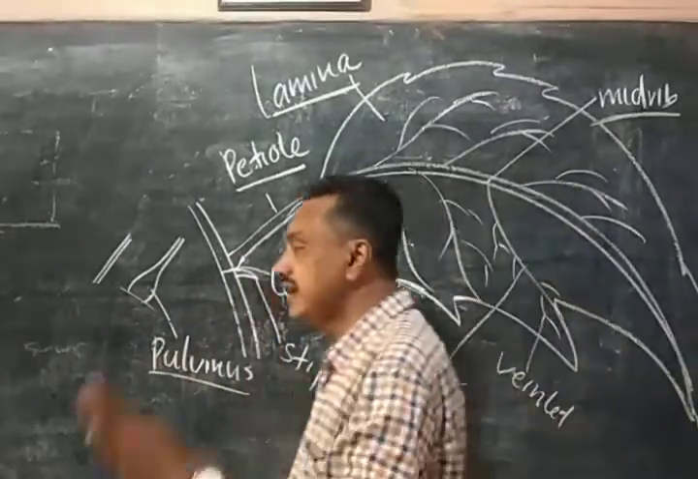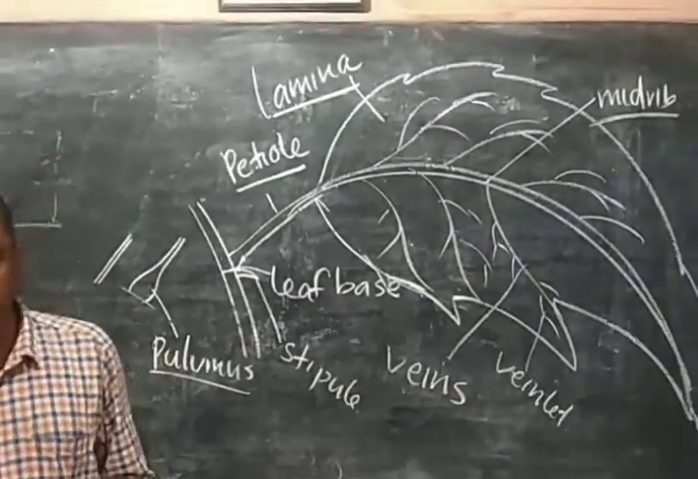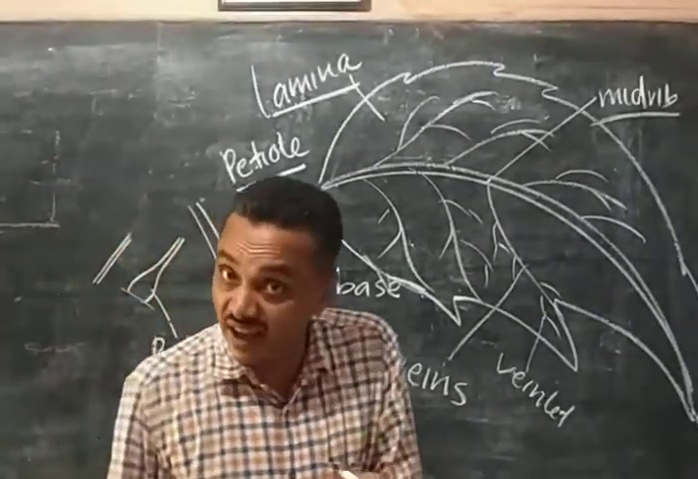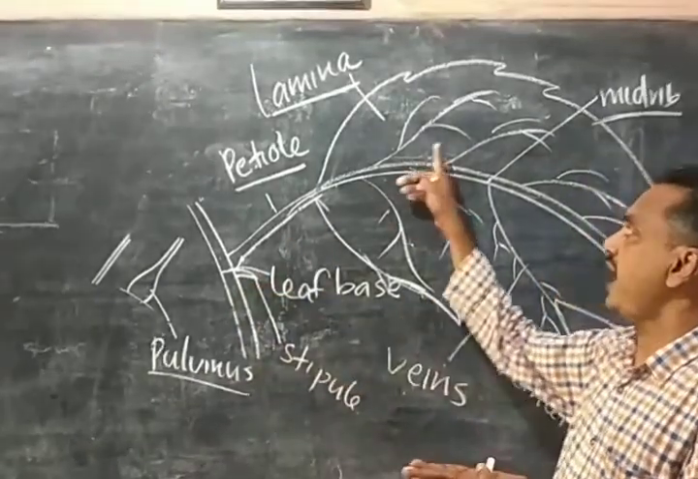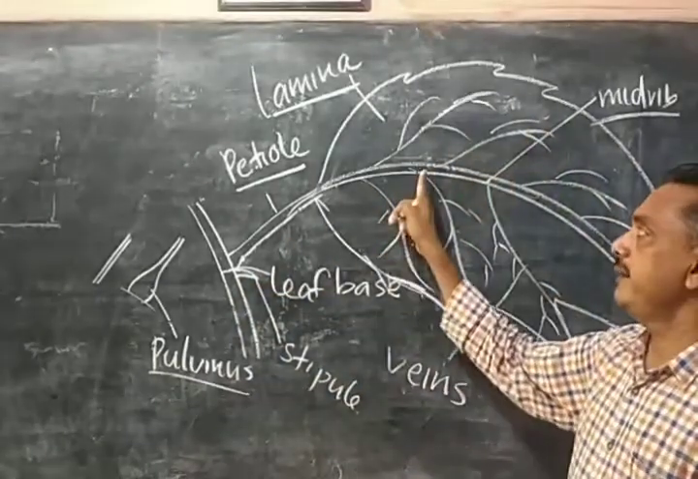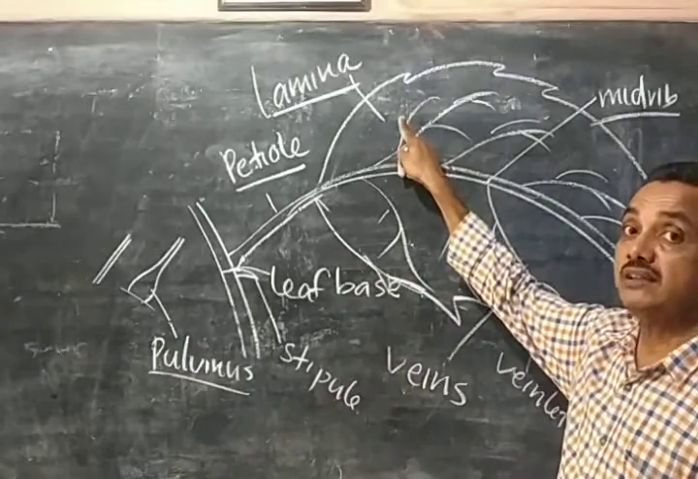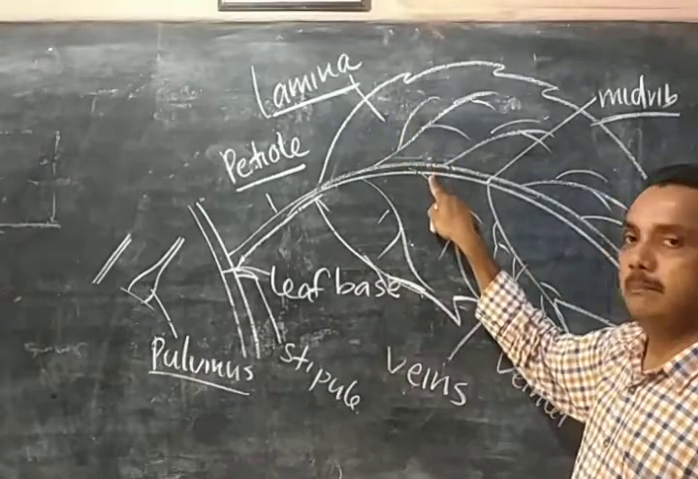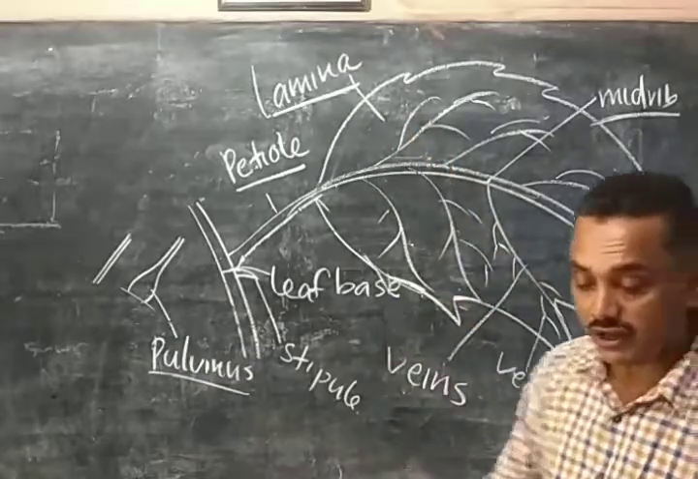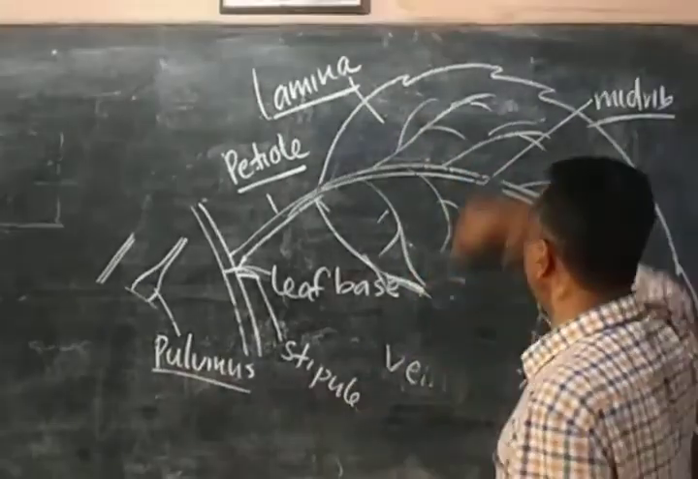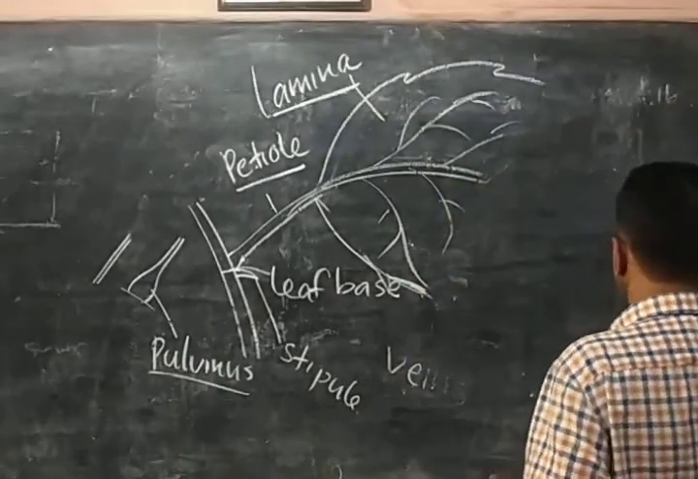So this is about the structure of a typical leaf. A typical leaf consists of leaf base, petiole and lamina. The main vein is called the midrib, the others are called veins, and their branches are called veinlets. So that is about the typical leaf.